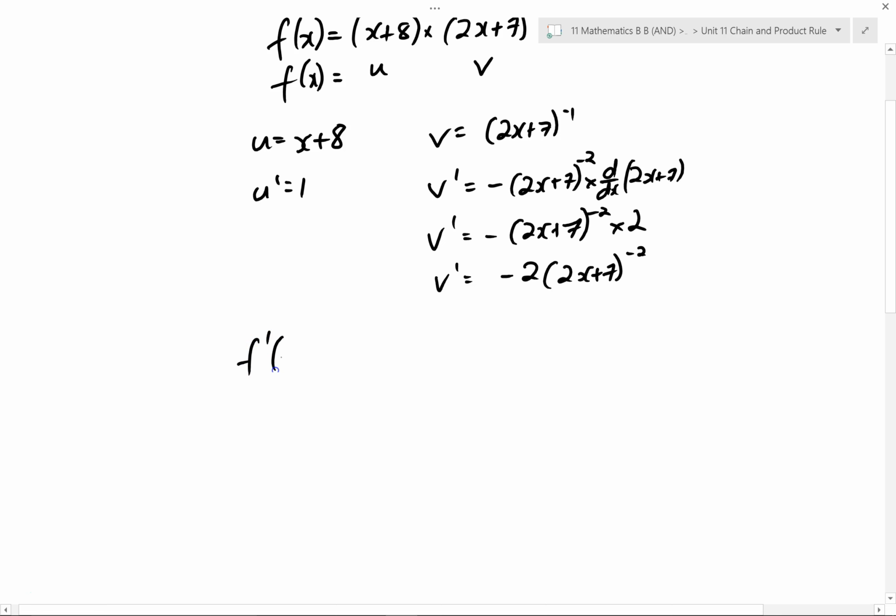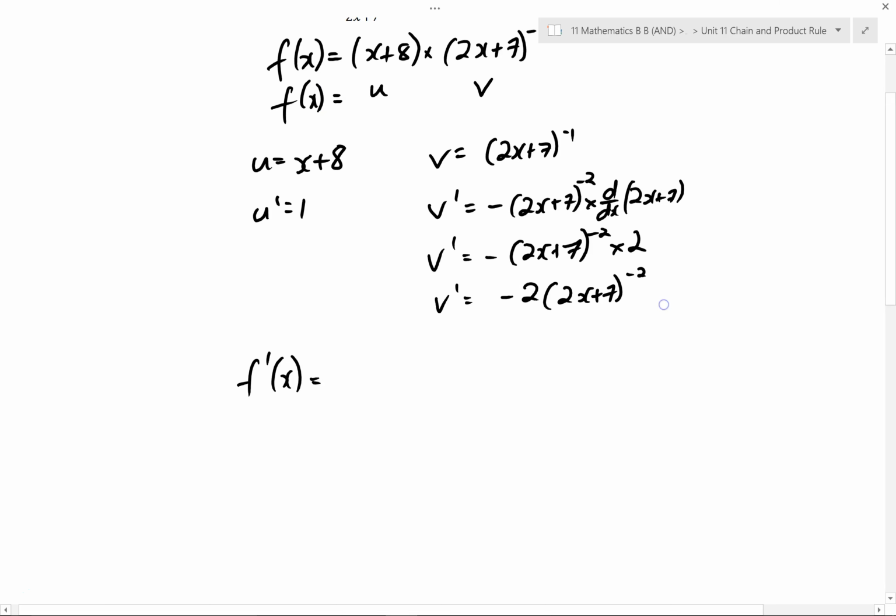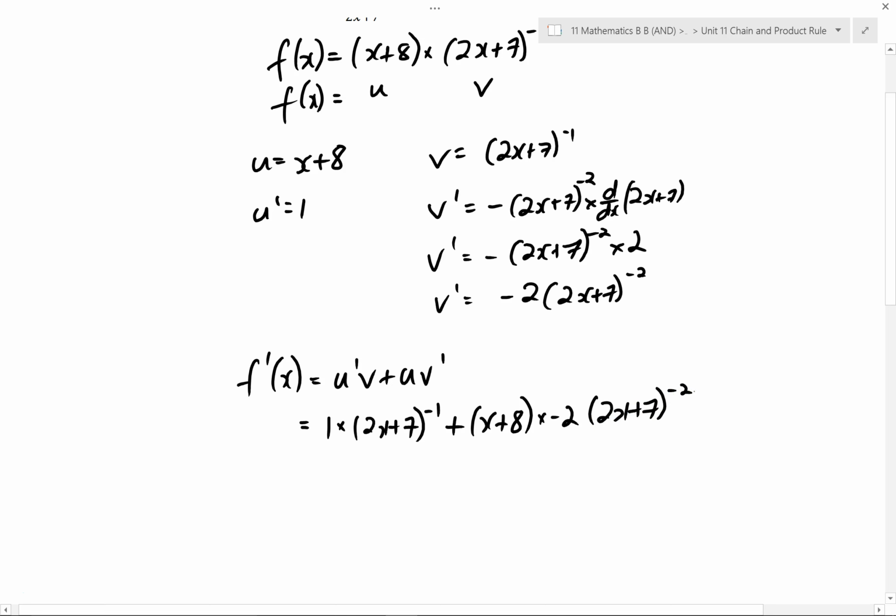So the derivative is u dash v plus u v dash. Substitute in all these values: 1 times (2x plus 7) to the power minus 1, plus (x plus 8) times minus 2 times (2x plus 7) to the minus 2.